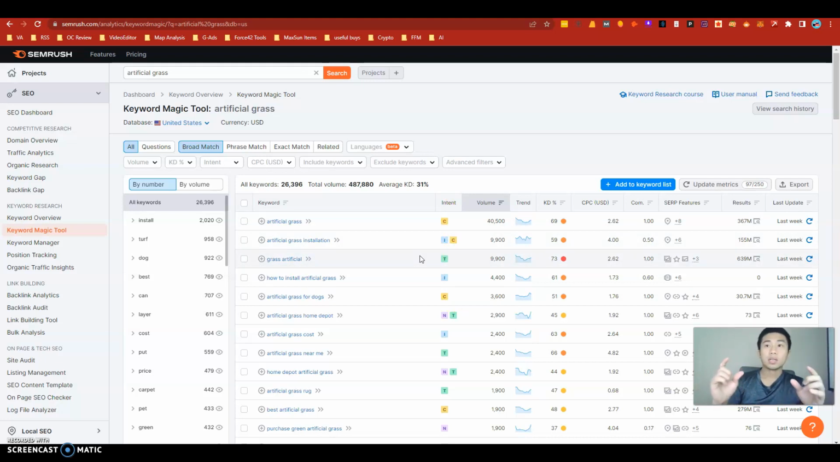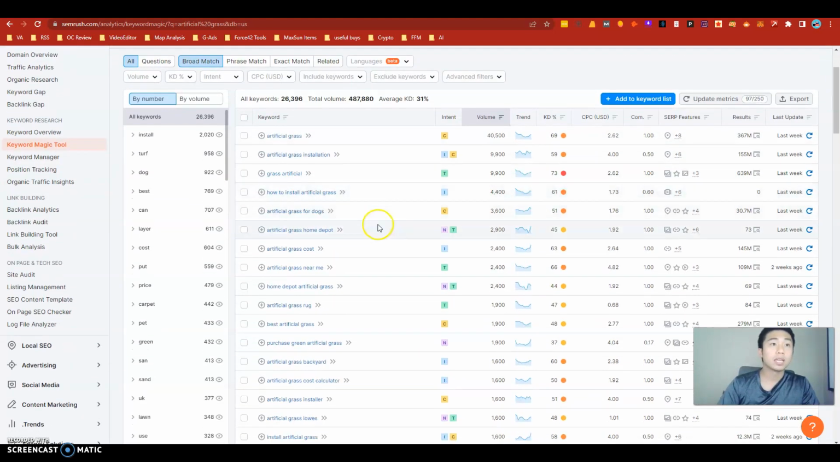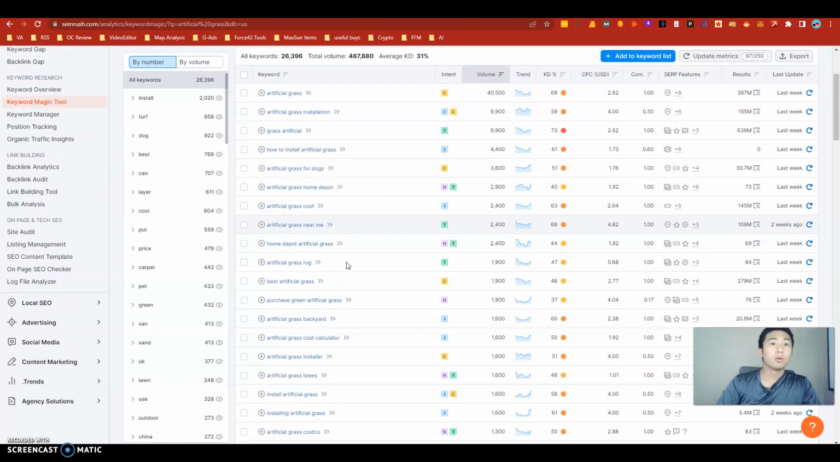And another important part about this is that to what part are they actually buying? Like, for example, the best way I can describe this is like Home Depot artificial grass, right? So if you think about it, this person that typed this in is ready to buy, but their intention is actually to buy from Home Depot, and they want to probably do it themselves, right? You see the difference between that?